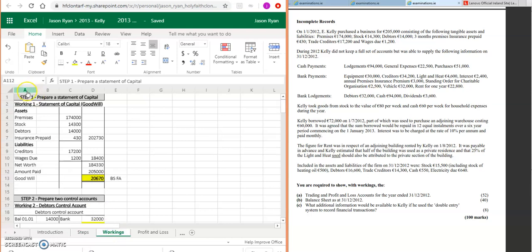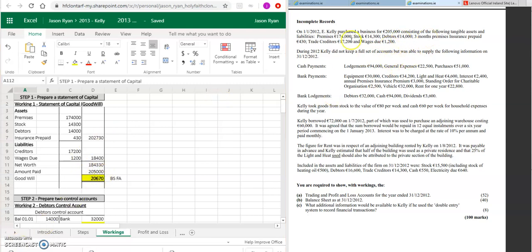So the workings for this one, step 1, prepare a statement of capital, so your goodwill. So to start your question for type A, you'll be given that you've purchased a business for a certain amount of money, and I'll give you a list of the following assets and liabilities that you have. So you make a list of your assets, you make a list of your liabilities, you take them away from each other, and the difference will be your goodwill.